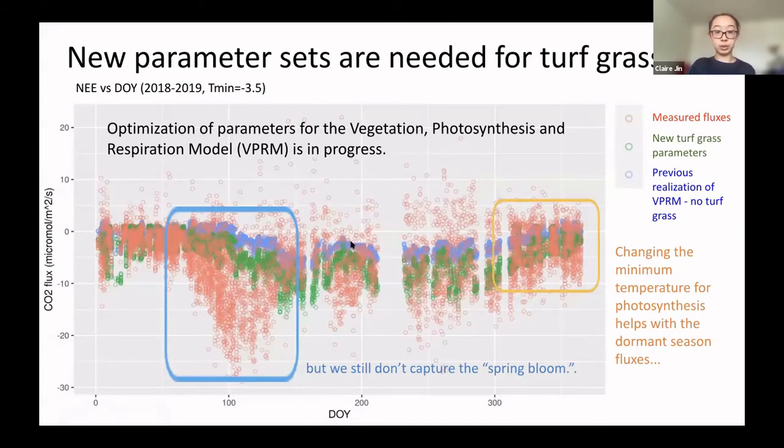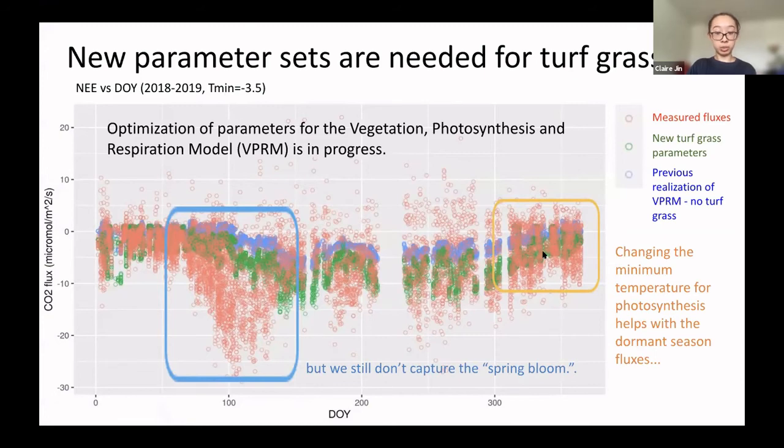A major difference between these 2 parameter sets is the T-min parameter, which marks the air temperature under which biological fluxes can be set to 0. For the non-turf grass, T-min was 2 degrees Celsius, while for the turf grass, it was negative 3.5 degrees Celsius. And as you can see, this change greatly improves the fit.